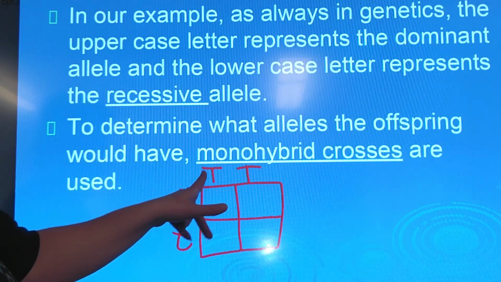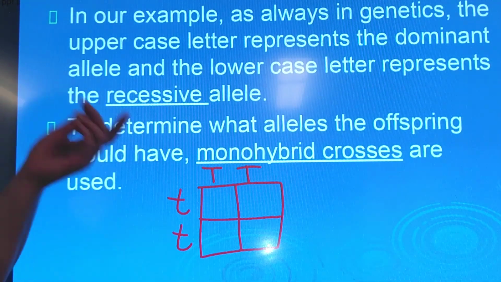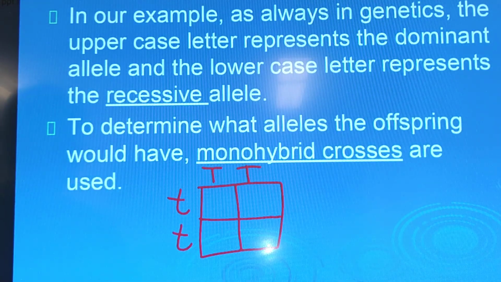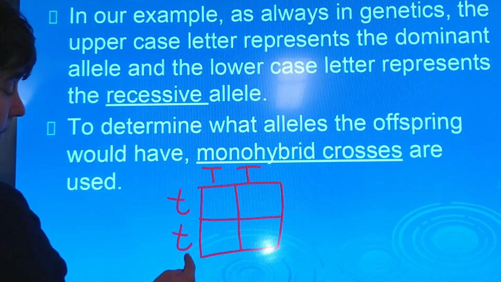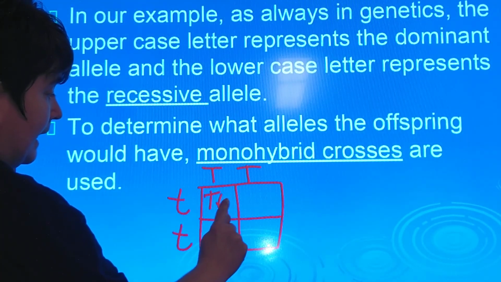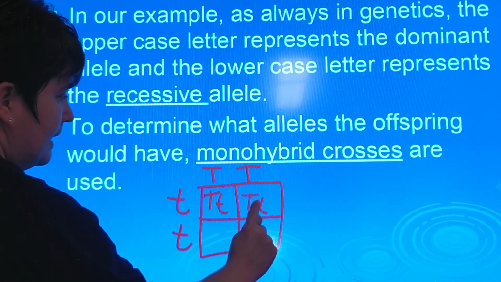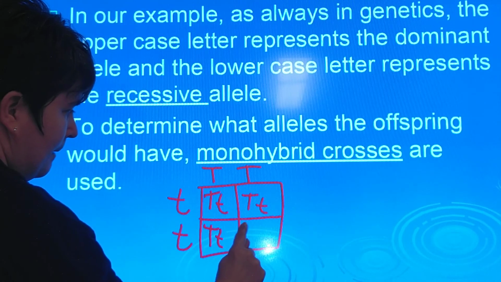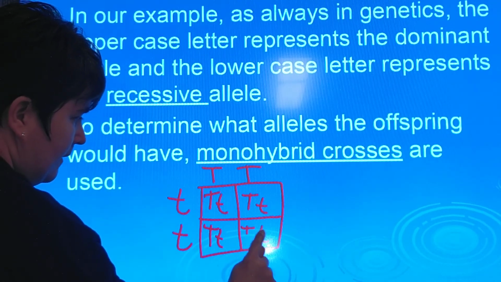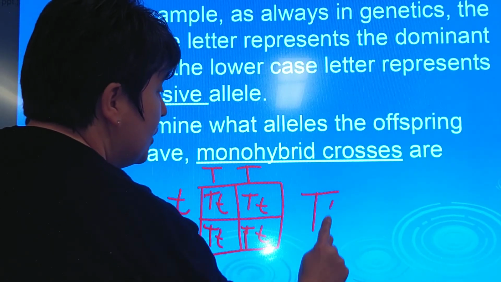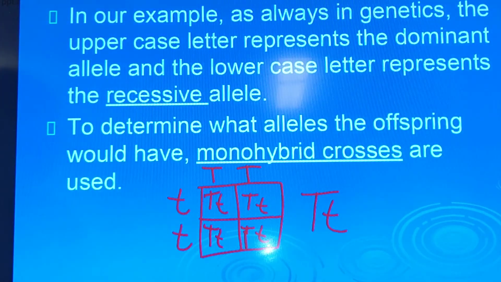Tall, if it's homozygous, big T, or like the example I showed you just a second ago, even if it was big T, little t, it would still be tall. But here we're saying it's a homozygous tall crossed with a homozygous short. So all of these offspring would have the big T, little t, which is called hetero. Hetero means different.